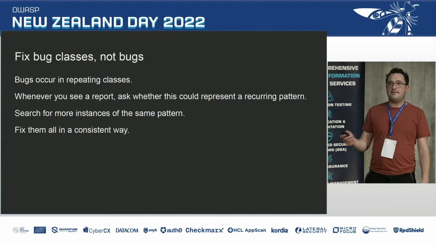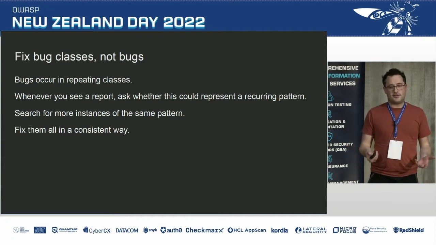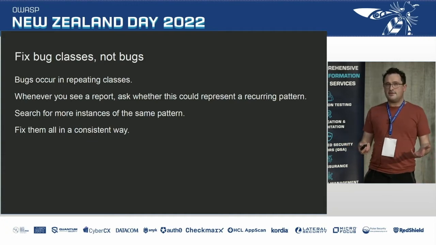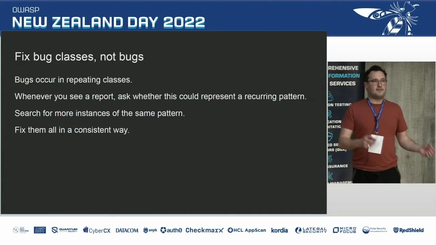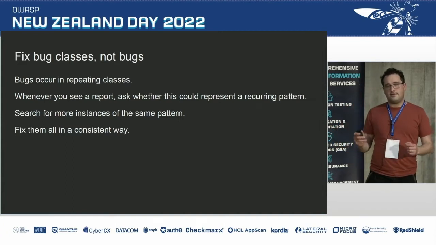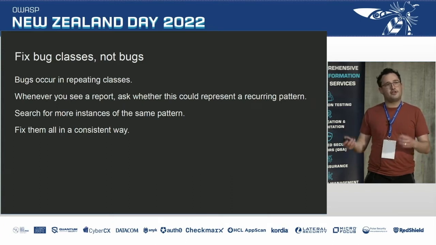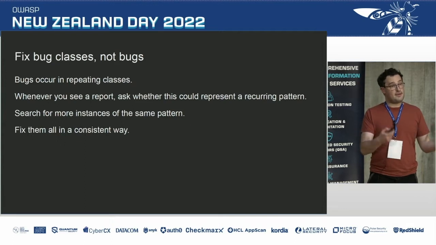So whenever you see a pen test report and you've got a list of issues, I'd like you to assume that that is not an exhaustive list. Every finding you see in there is an indication that in your application, in the way that you are building it, in the way that your developers are thinking about security, that type of bug can occur.